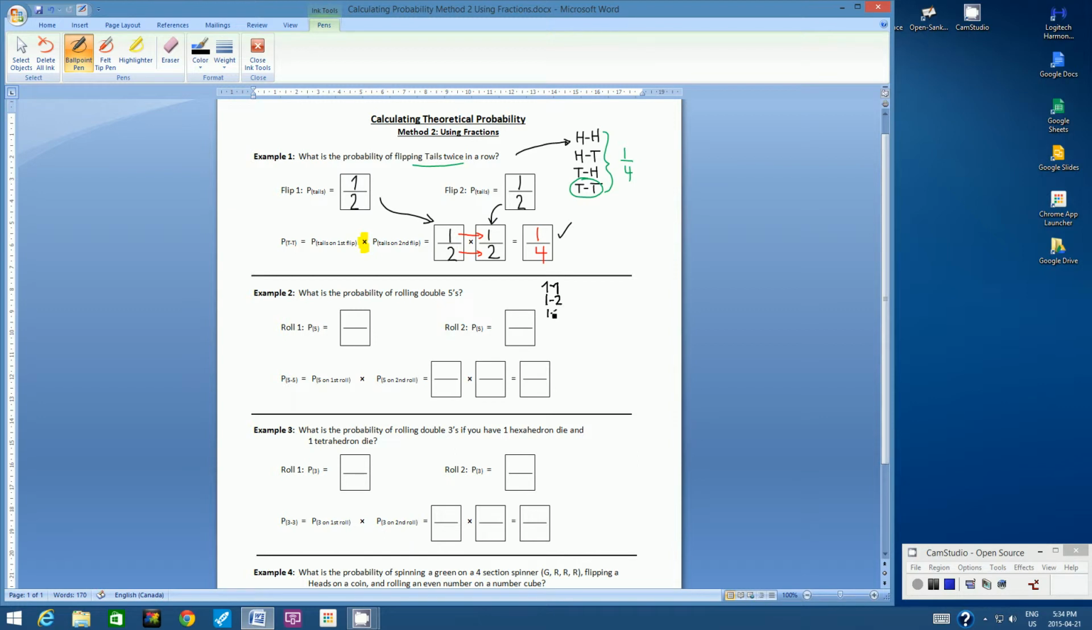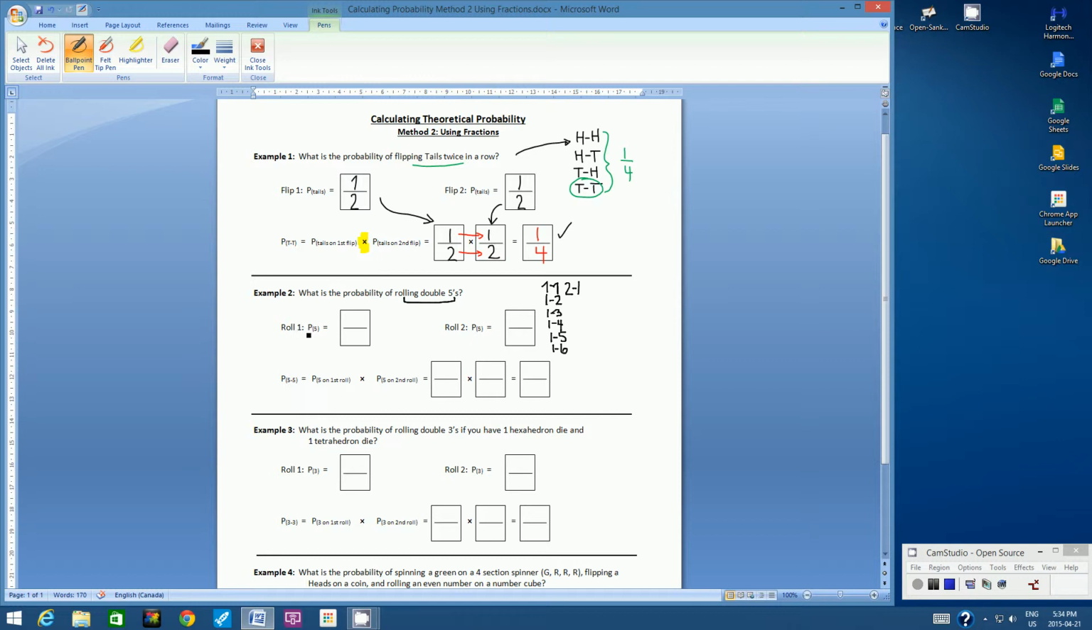And then a 1 and a 3, a 1 and a 4, a 1 and a 5, and a 1 and a 6. And then we could start with the 2's. So you can see that we'd actually have to list quite a lot of outcomes here, quite a few outcomes to find the probability of rolling 2 5s. Well, let's use method 2, using fractions.